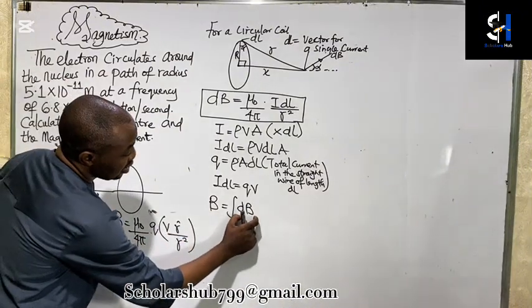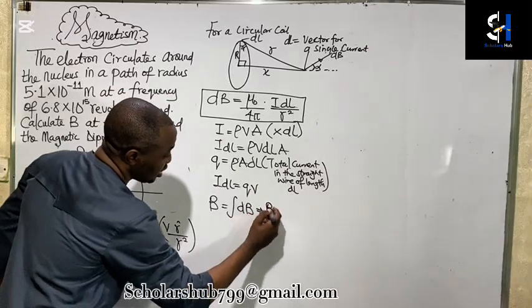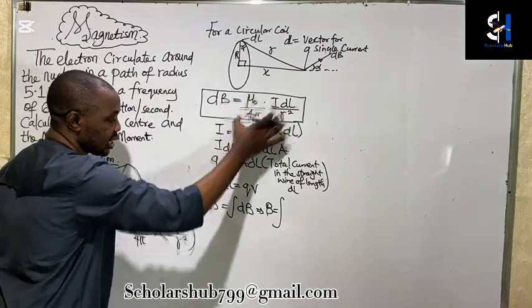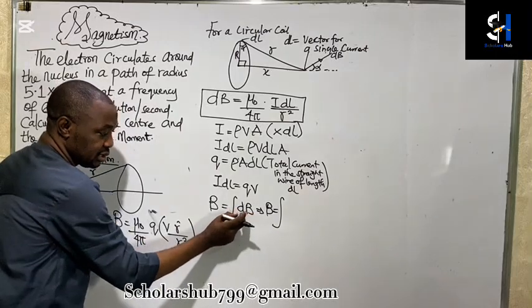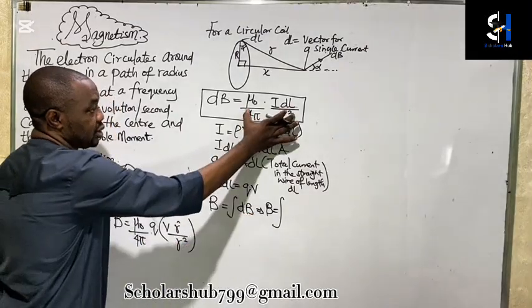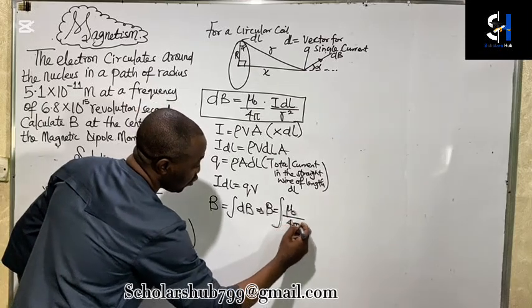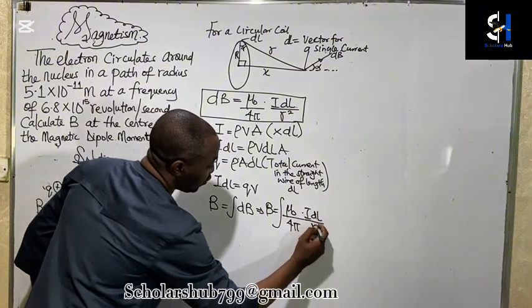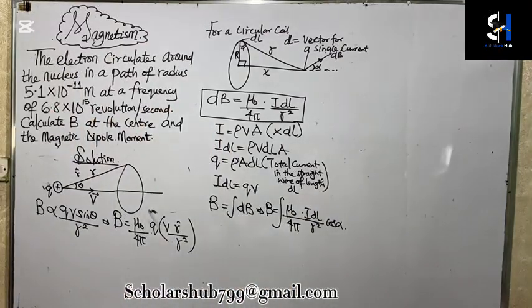Now, the magnetic field of the elemental material is what we have here as this equation. So we are going to insert this into this equation. With that, we are replacing dB with this. So we then have permeability of free space over 4 pi multiplied by I dl over R squared, then cos alpha. That's because of the R vector.